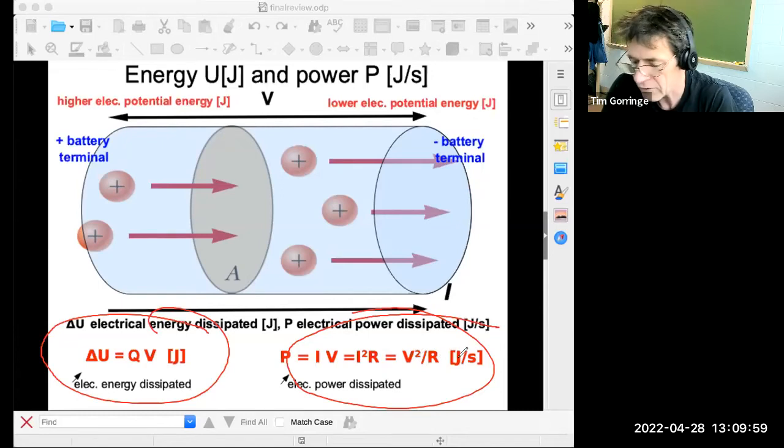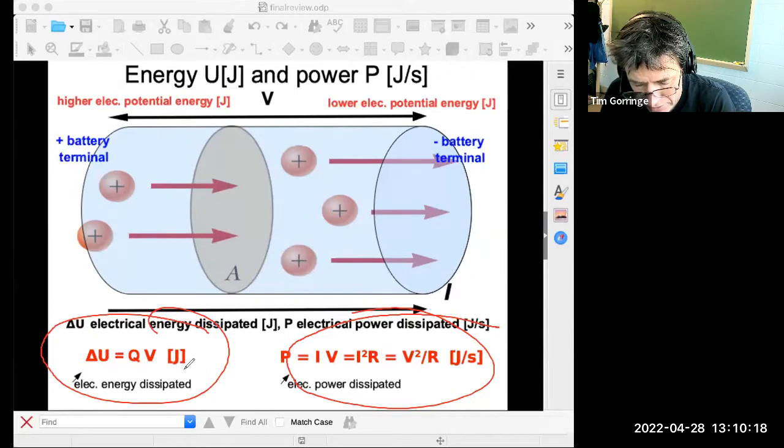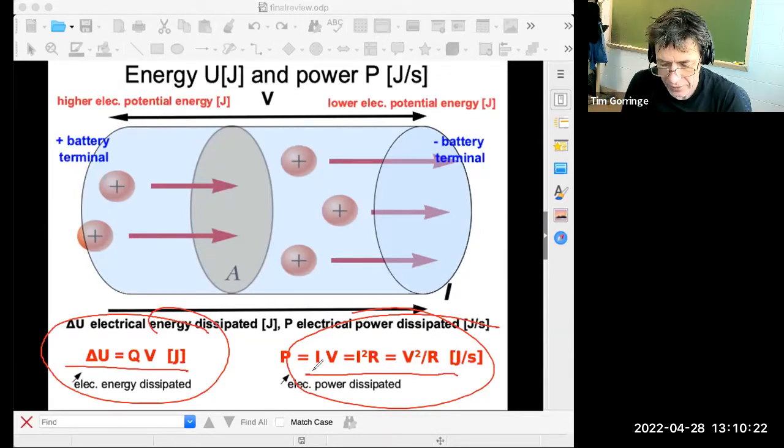So, alternate versions here. Anyway, these two equations on the left and right, when you're looking at a resistor and thinking of it as a device, an instrument that dissipates energy and dissipates power, quantify how much energy it's dissipating, how much power it's dissipating. This one on the left for energy, this one on the right for power.